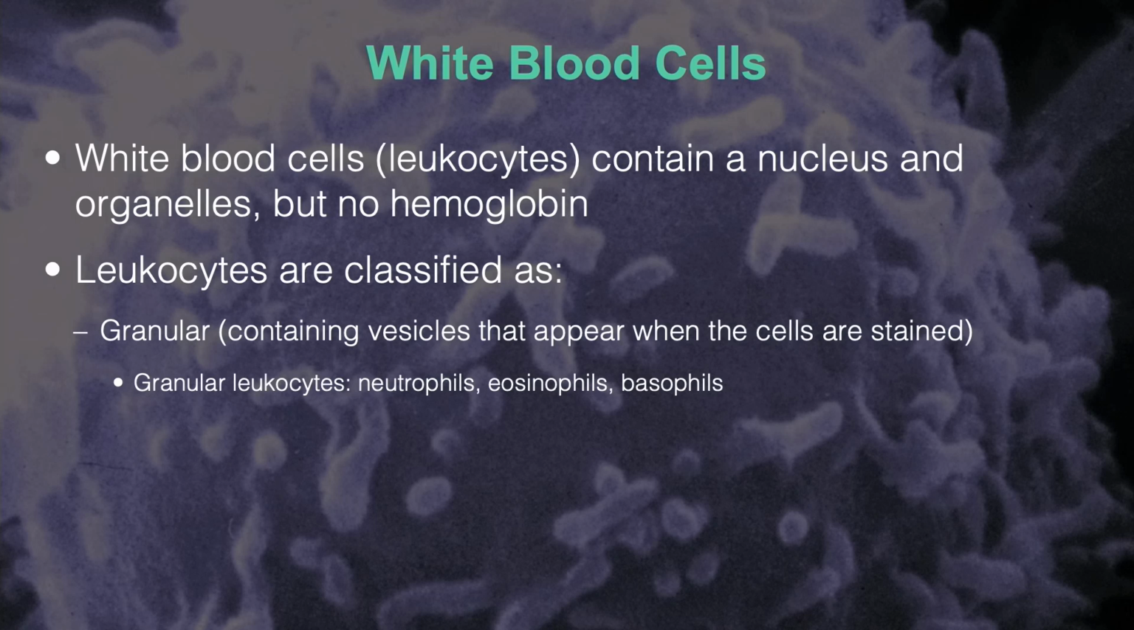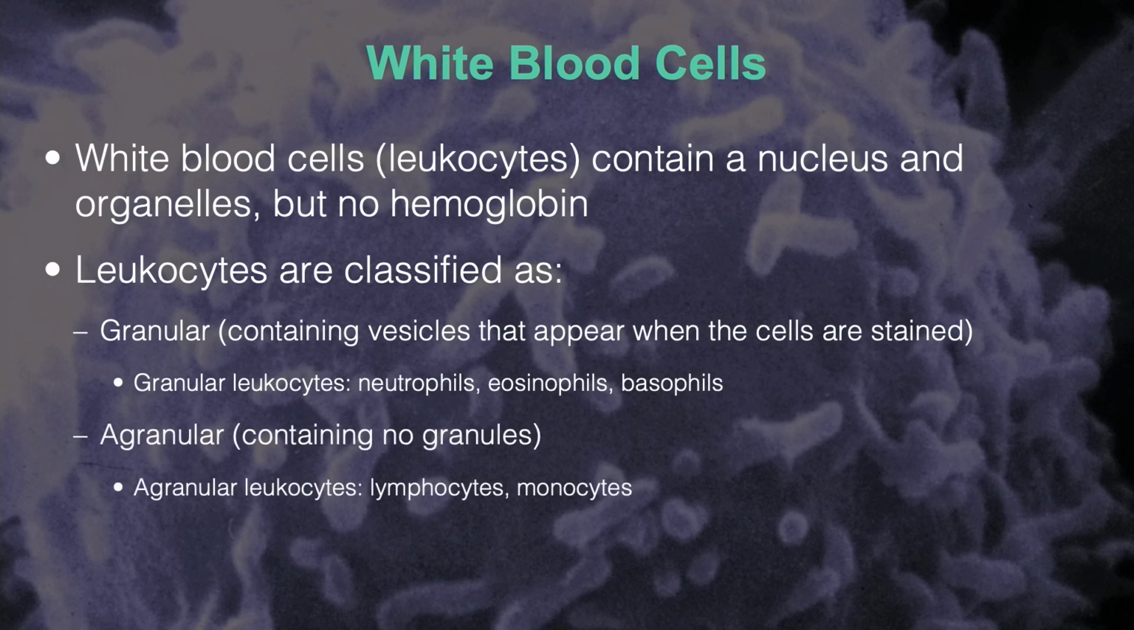So white blood cells as a whole can be grouped into two main groupings, granular or agranular. Agranular simply means there are no internal vesicles. There are no little beads after staining when you look under a microscope. And you'll notice lymphocytes are agranular, one of the few along with monocytes. But neutrophils, eosinophils, and basophils are granular.